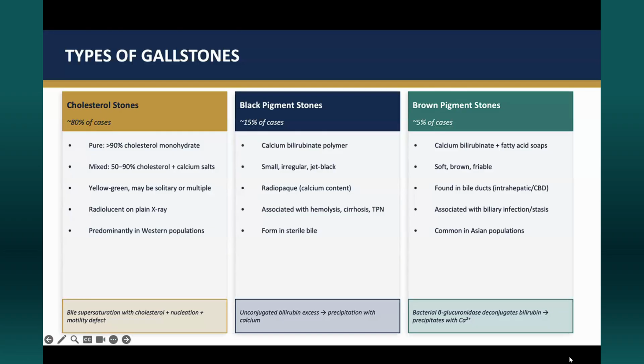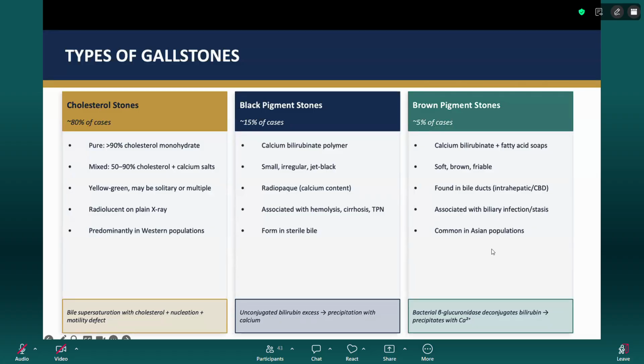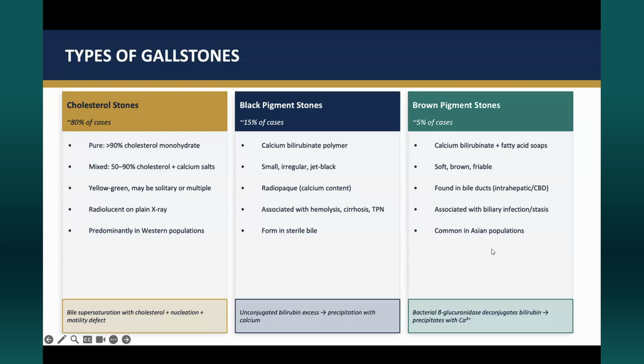Now, the other type, which is commonly seen in the Asia Pacific region, is calcium bilirubinate. Calcium, that's why it's black. Small, irregular, radio-opaque because of its calcium content, and associated with other conditions like hemolysis, cirrhosis, or patients who are on chronic TPN or parenteral nutrition. There is no infection; it comes from a sterile body. And because of hemolysis, the unconjugated bilirubin is higher, and it precipitates with calcium.